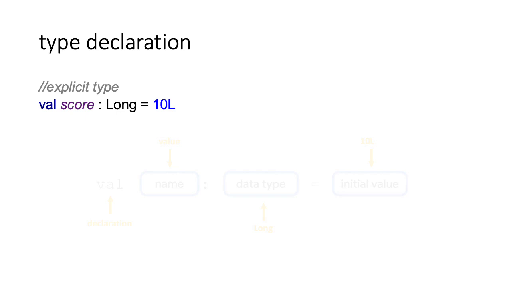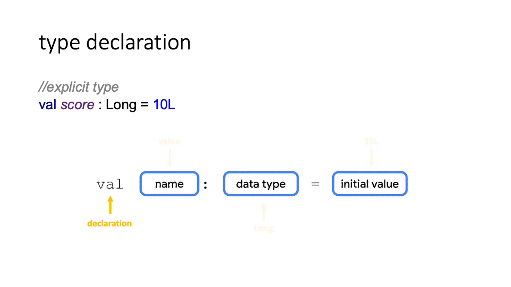Let's look at type declaration. This is very similar to Java. Val is similar to final, score is the name of the variable, and data type is long. The statement is a bit shuffled as compared to Java, but similar. General type declaration has four components. The first component is the mutability or declaration. In this case, val, which is immutable. You can either have a var instead of a val, which will specify that the variable is mutable.